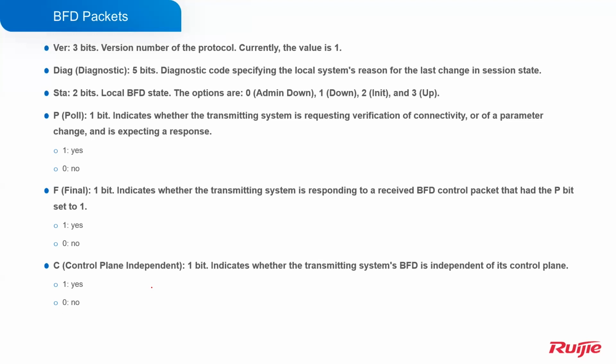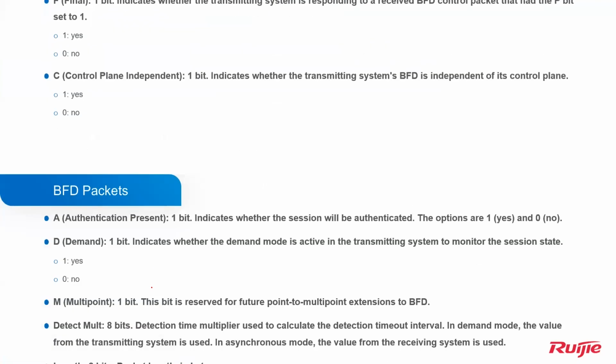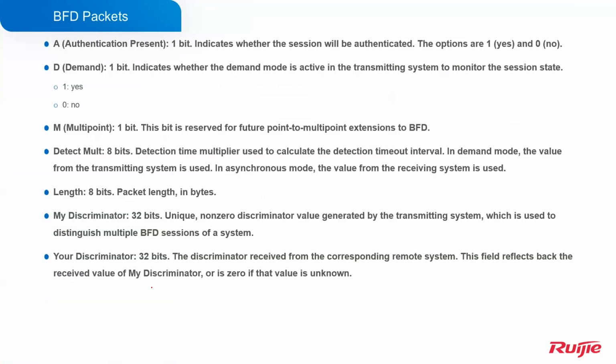For the following bits, it's similar: 1 refers to yes, 0 refers to no. Next bit is F, which is final, indicates whether the transmitting system is responding to a received BFD control packet that had the P bit set to 1. And then C, control plane independent, indicates whether the transmitting system's BFD is independent of its control plane. And A is the authentication bit.